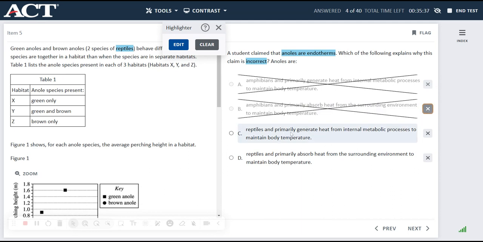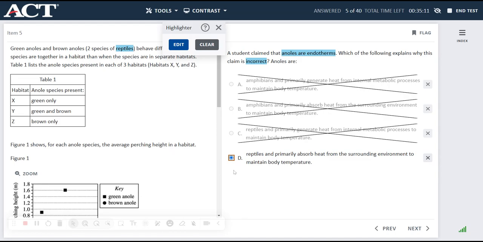Reptiles generate heat from internal metabolic process. Reptiles absorb heat from surrounding environments. So that's the knowledge. I don't have to know exactly what an endotherm is, but I do know that reptiles absorb heat from surrounding environments because they're cold-blooded. So D. All right, that is passage 1, and I checked my answers to be sure.